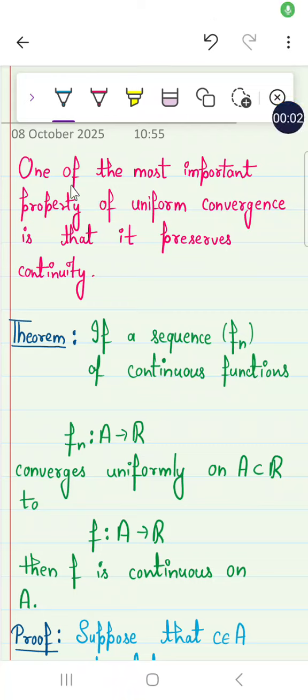Hello, today we have discussed the most important property of uniform convergence. The most important property of uniform convergence of functions is that it preserves continuity, right? That means that if we have a sequence of functions which is uniformly convergent, then it preserves continuity. Okay, now let us define the theorem.